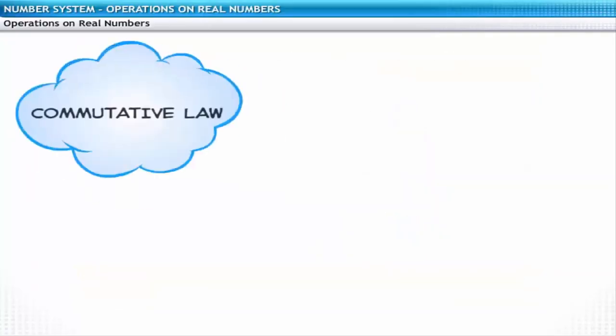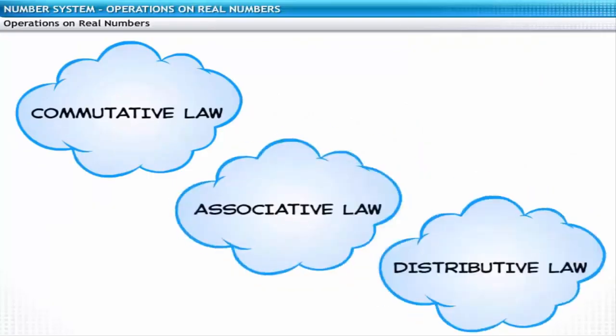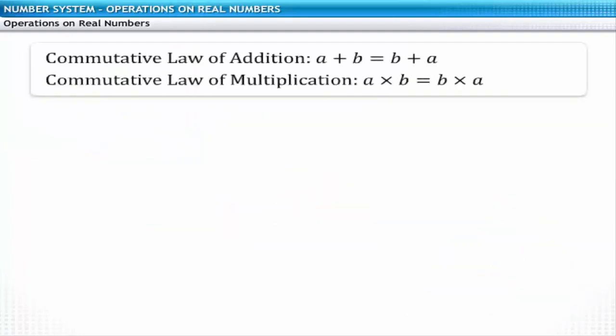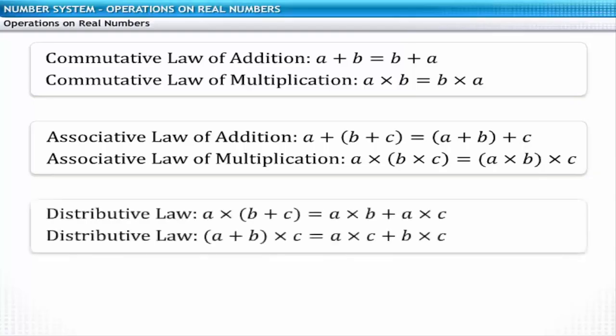Also, real numbers satisfy the commutative, associative, and distributive laws. Let's recapitulate them quickly. The commutative law states that numbers can be added or multiplied in any order. The associative law states that in addition or multiplication numbers can be grouped in any order. The distributive law involves both addition and multiplication of numbers.